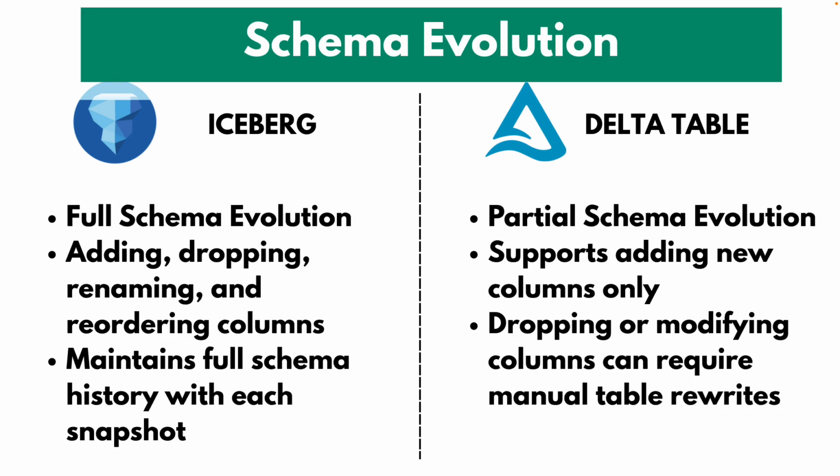Schema evolution, we would say Iceberg handles schema evolution a bit better than Delta table. It provides full schema evolution, including adding, dropping, renaming, and reordering of columns. Delta table, on the other hand, is partial in a way that it mainly only supports adding new columns. If you want modifying or dropping, it makes sense to do a full rewrite or a manual rewrite. That's actually better to do that. If your use case involves a lot more changes in the schema over time, Iceberg seems a better fit.